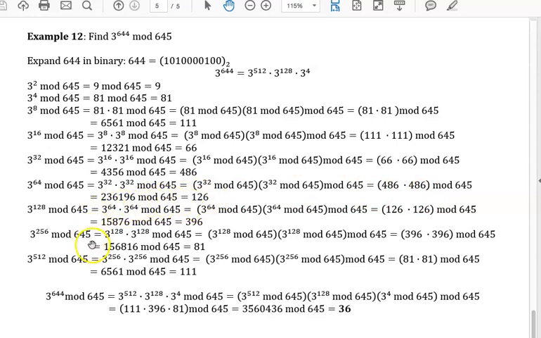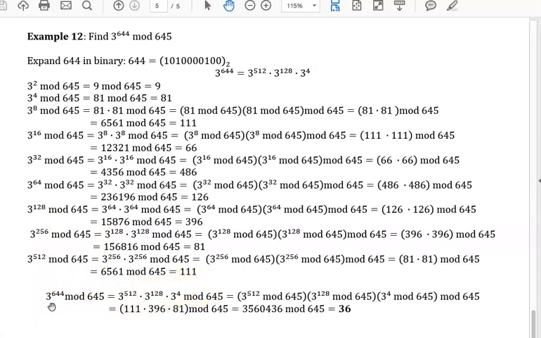So you basically keep repeating the process until I get to 3 to the 512, because that's the biggest power of 3 I need. You can see that's why I need these to be powers of 2, because we're doubling each time. All right, so now we put everything together.